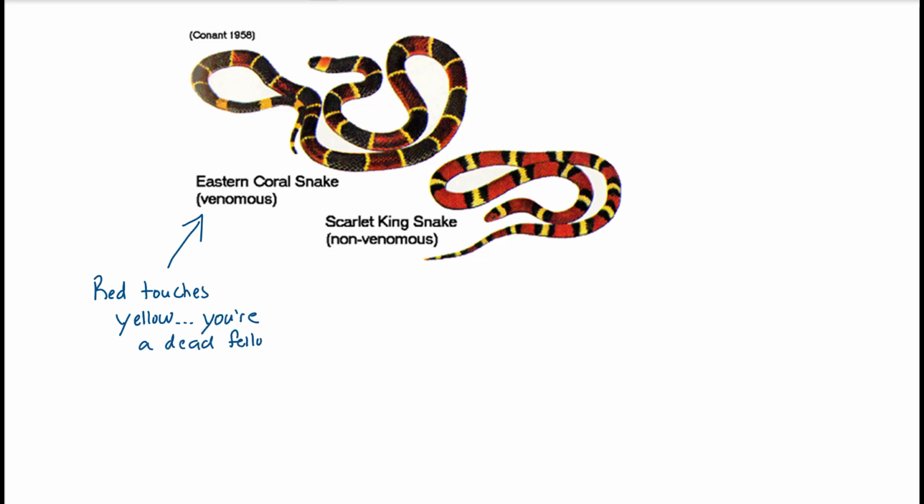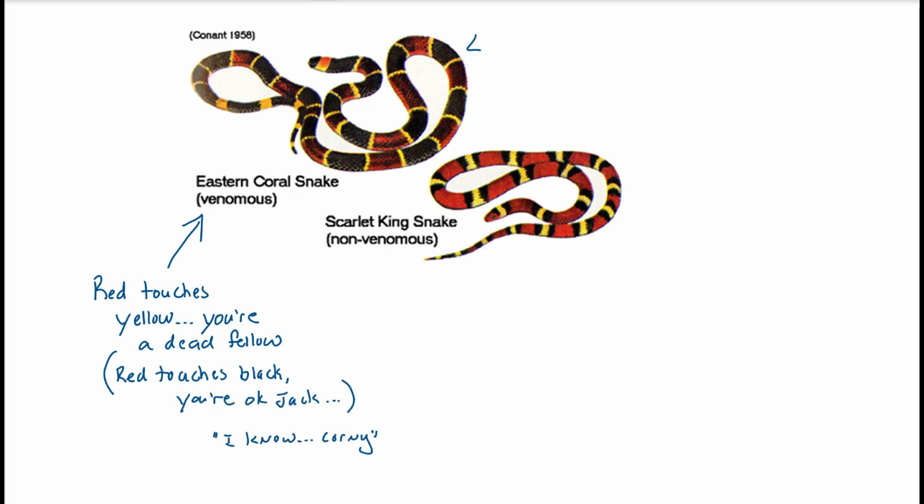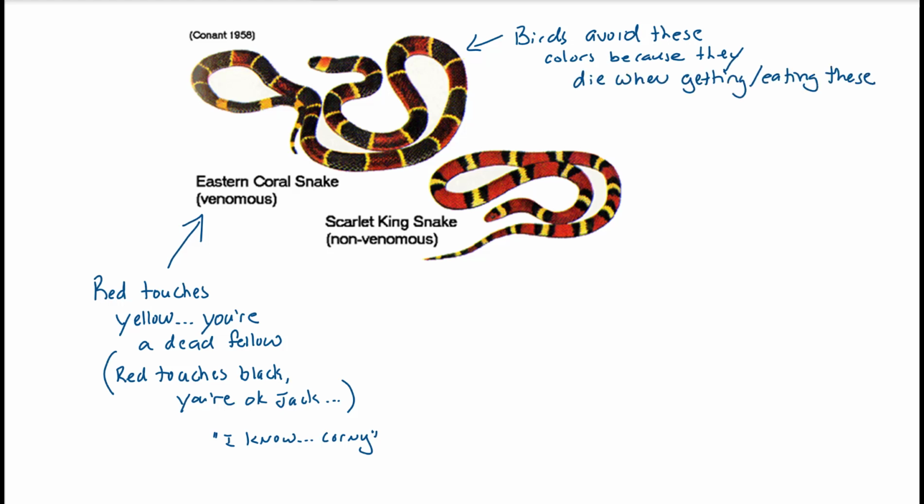This picture shows 2 snakes. You have the eastern coral. Red touches yellow, not a good thing. You're probably going to die from the venom. Pretty corny, I know, the little saying I wrote. Birds will avoid these snakes because when their friends went over and ate them, they all died. So any red and yellow or black, any mixture of those, they stay away.